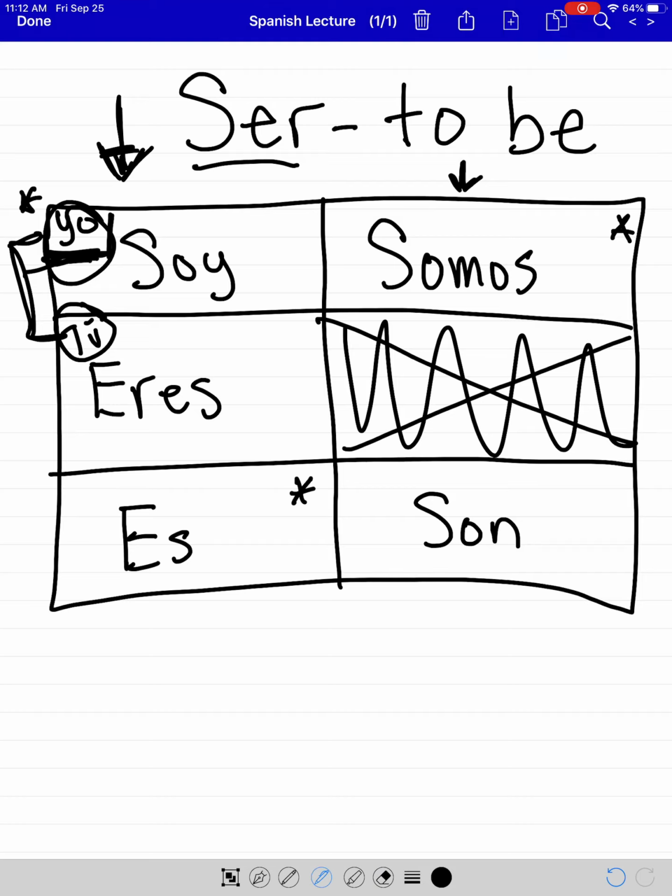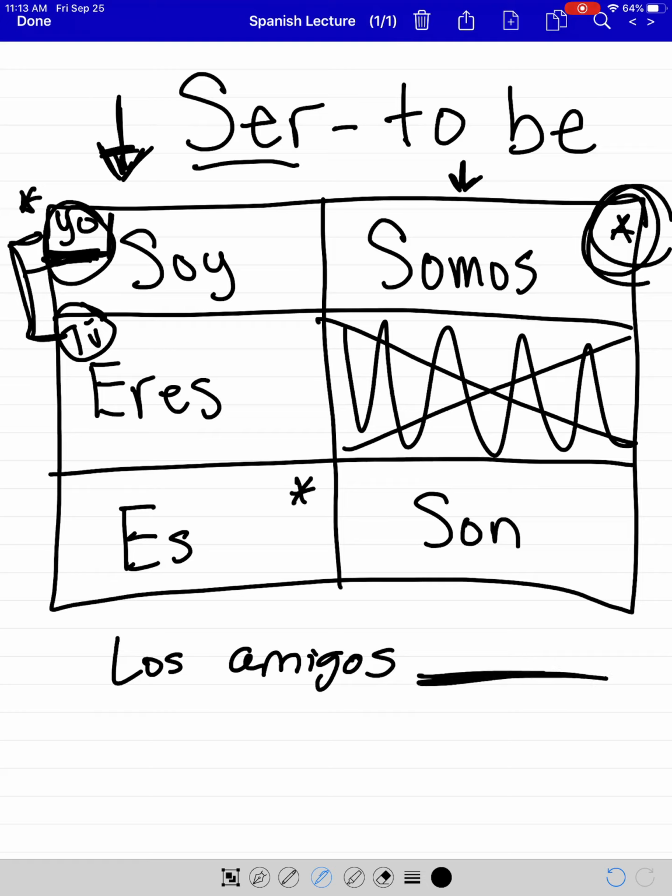Lastly, for son, you're just making this plural. So now, anytime you have more than one person that you are not a part of, so a group of people, it could be like 3 people, like los amigos. So there's a lot of friends and they are all serious. We're going to say son serios.